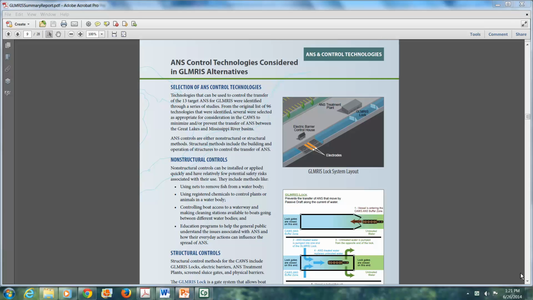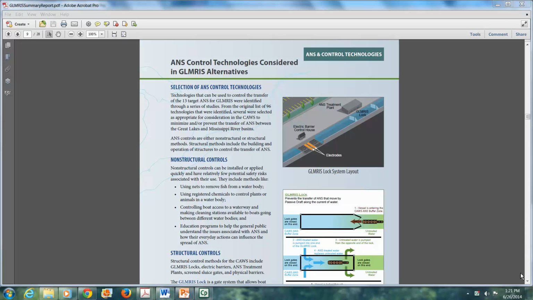In this video, we'll be considering the risk control aspects of our case studies. We begin again with the GLIMRIS study of aquatic nuisance species. We're looking at the GLIMRIS summary report, and this is page 6 of the report, where they begin to discuss aquatic nuisance species and control technologies.